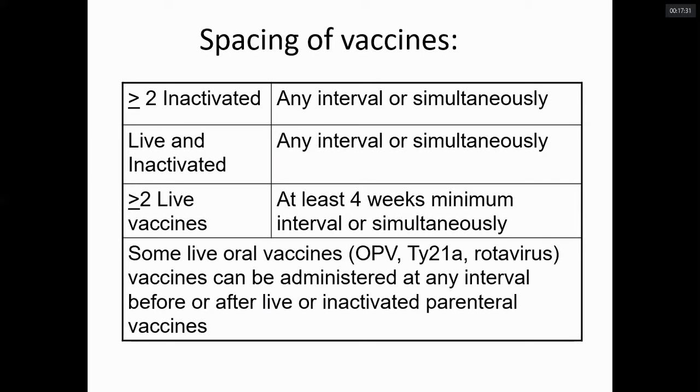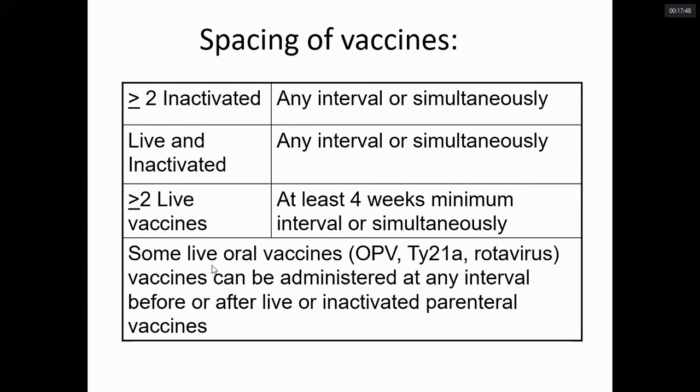This is the principle of vaccines. Two live vaccines, if you are giving, there should be 4 weeks duration. If live and killed, then it can be given at the same time or at any interval. If two killed vaccines, it can be given at any interval or simultaneously.